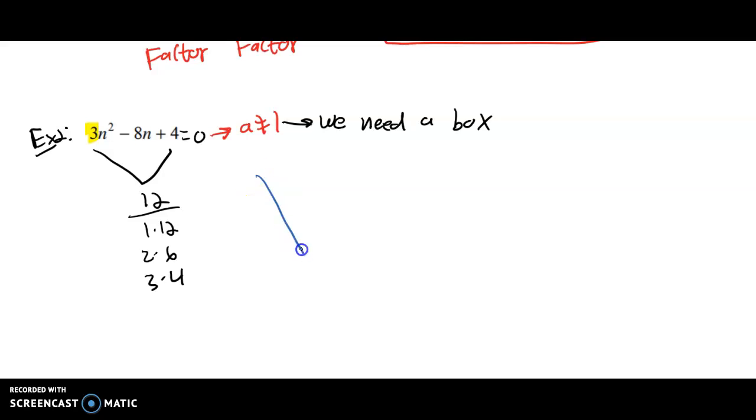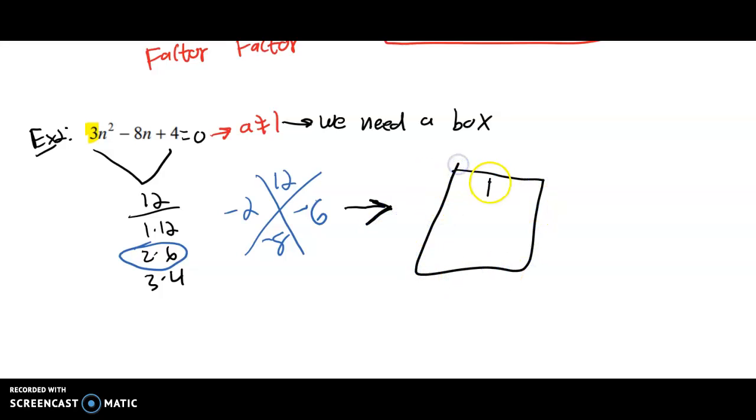All right, so let's build our x. I've got positive 12 up top, negative 8 in the bottom. How can I get there? Probably with these two, if I do negative 2 and negative 6. Okay, I definitely need my box now. I'll color code this as we go along.